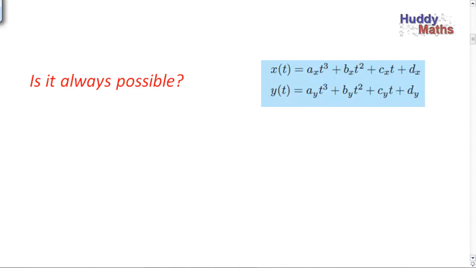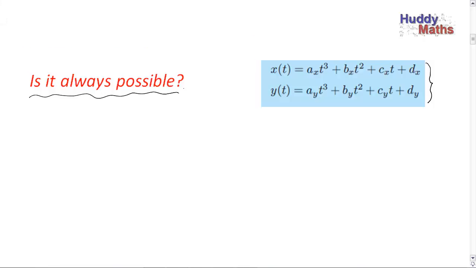Is it always possible? So what have I got here? I think you'll recognise these as equations describing Bezier curves, where t and 1 take t are the ratio of division of the line segment. You remember that? Now, do you think it is possible to get a Cartesian form from this?